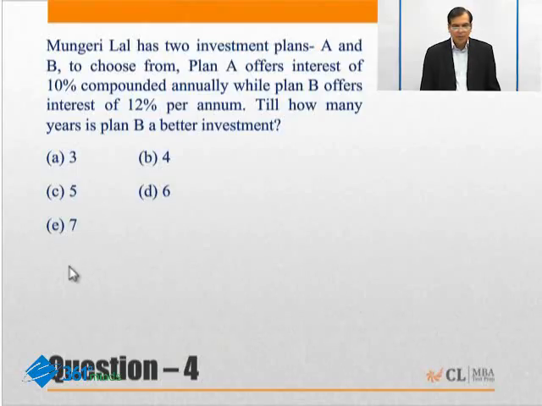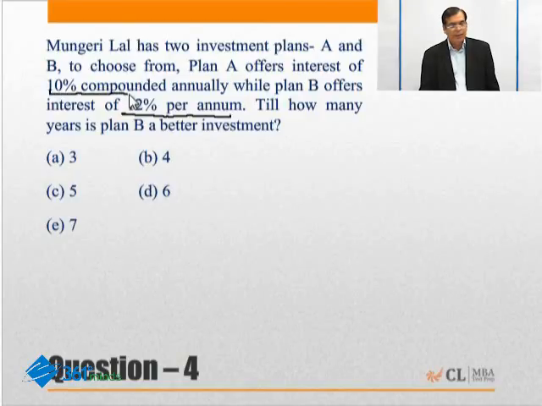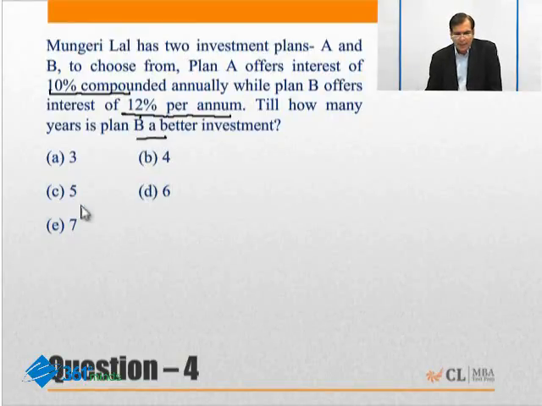The next question. Mungedi Lal has 2 investment plans A and B to choose from. Plan A offers him 10% compounded annually, while Plan B offers him interest at 12% per annum. Okay. So Plan B is simple interest. Plan A is compounded interest. Since nothing is mentioned, we will assume it to be simple interest. Till how many years is Plan B a better investment? Let us check out. Plan A is 10% compounded annually, and Plan B is 12% simple interest.